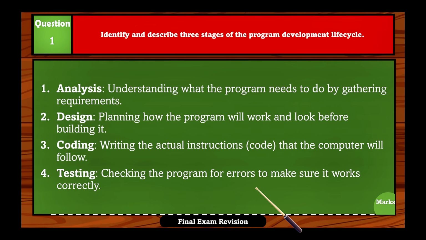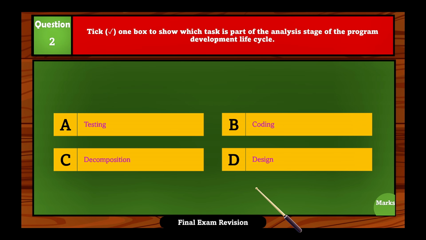Question number 2, take one box to show which task is part of analysis stage of the program development life cycle. So option A is testing, option B is coding, option C is decomposition, and option D is design. So as we know that testing, coding, and design, these are the 3 stages of program development life cycle. They are not sub-tasks of any of the stage. So the correct answer would be C, decomposition. Decomposition is a subtask as a part of analysis stage.